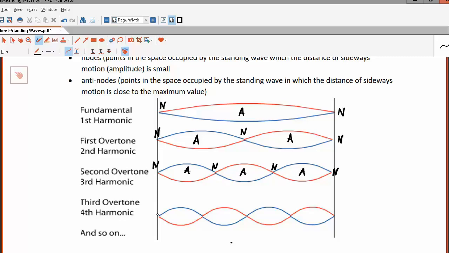With the fourth harmonic, we have two nodes at the end, three nodes in the middle, and right at these locations where the letters are, we have four antinodes. You can see that at the antinodes, the string is vibrating such that the displacements of the slinky at that point are large. At the node, the distance moved sideways by the slinky is small.